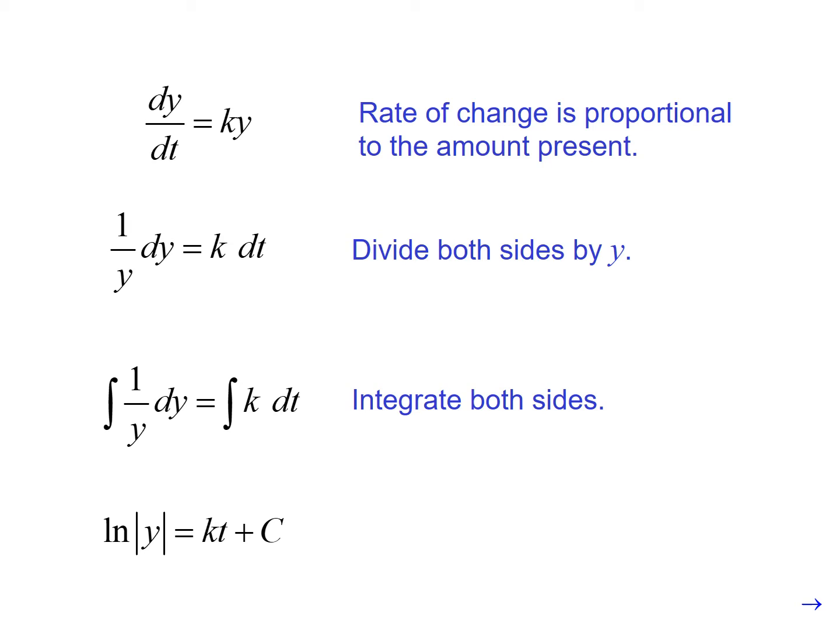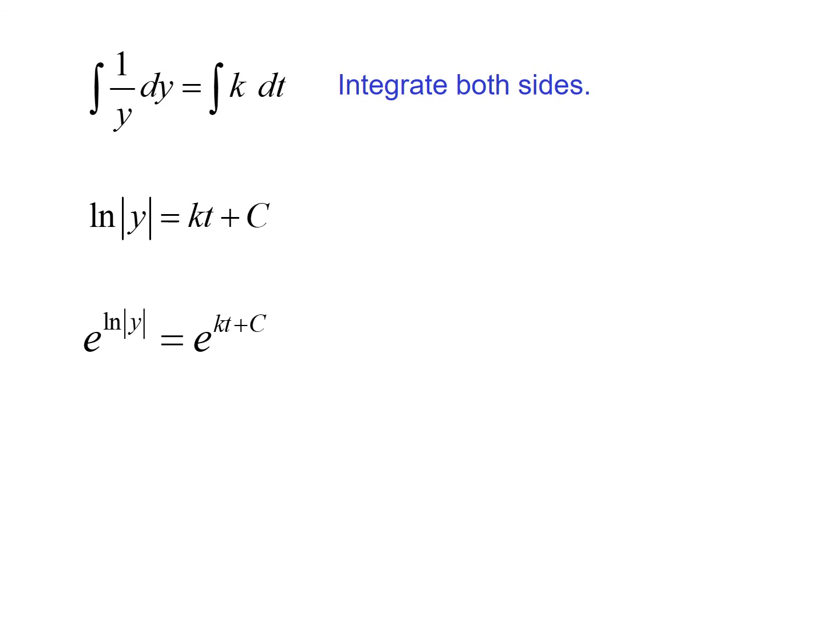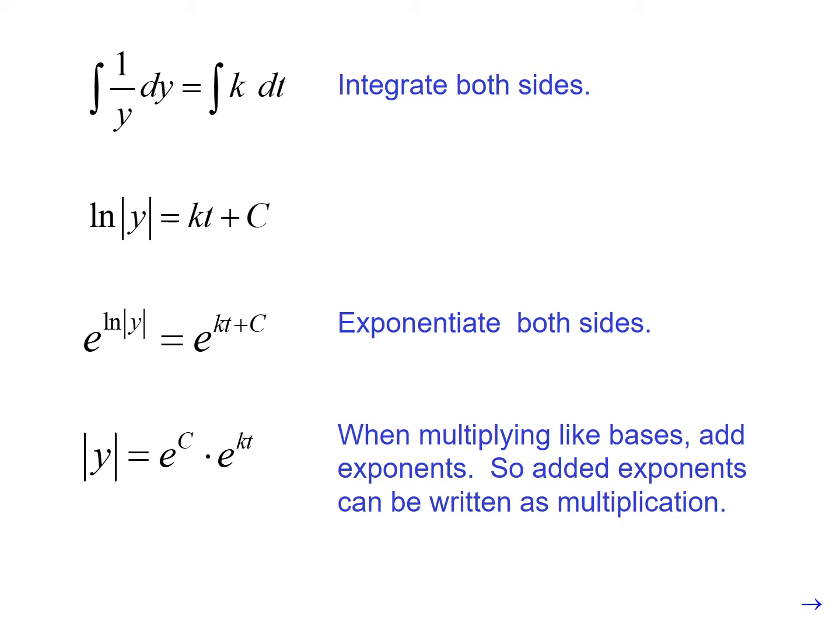When we take the antiderivative of 1 over y, we get natural log of absolute value of y. We've got to be really careful of those absolute values there because we can't take the natural log of a negative. All right, if we want to try to isolate y, we can exponentiate both sides. That'll cancel the natural log. And e to the power of kt plus c is the same as e to the c times e to the kt. And e to the power of a constant is still just a constant.